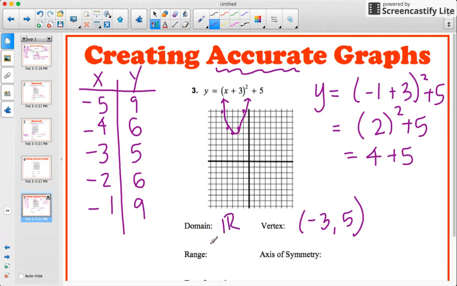My domain is all real numbers. My range is y values that are greater than or equal to 5. My axis of symmetry is x is equal to negative 3.